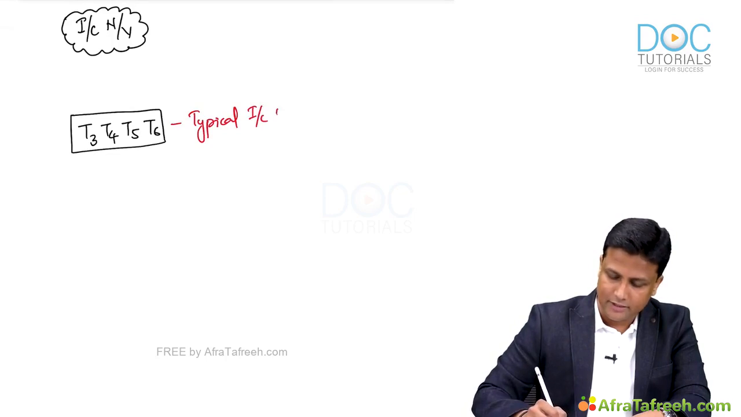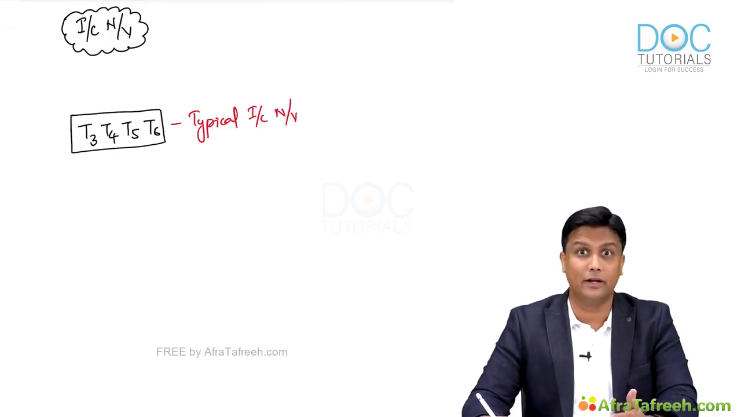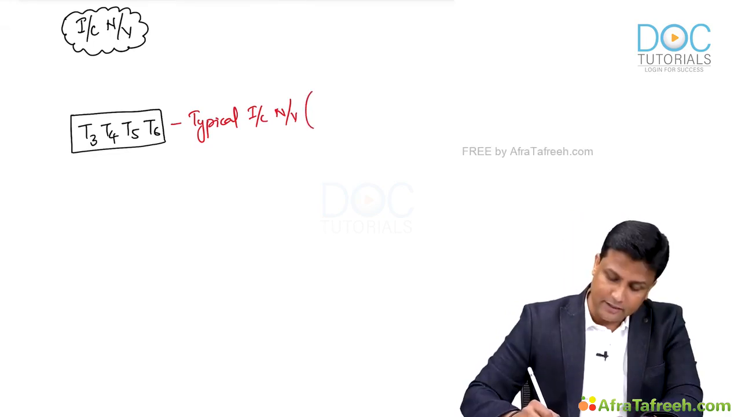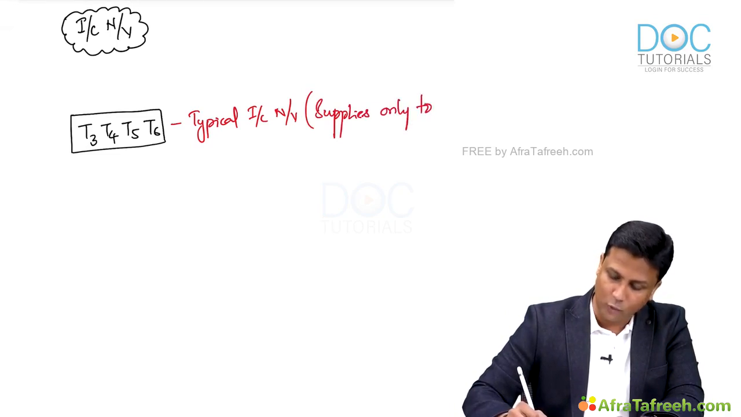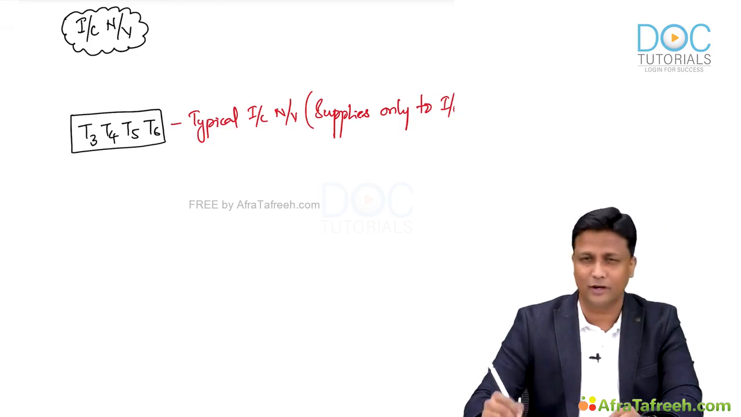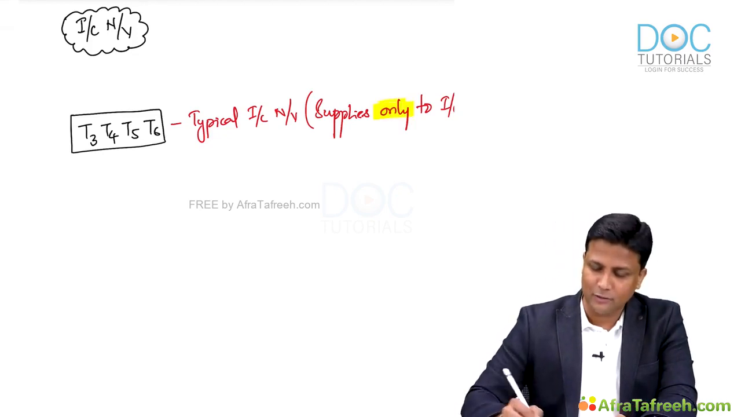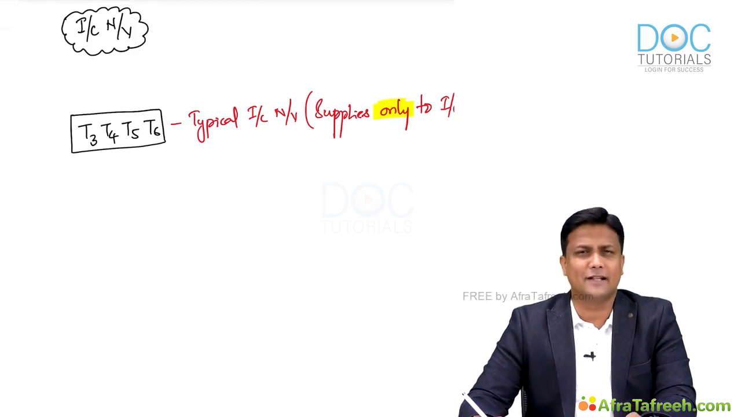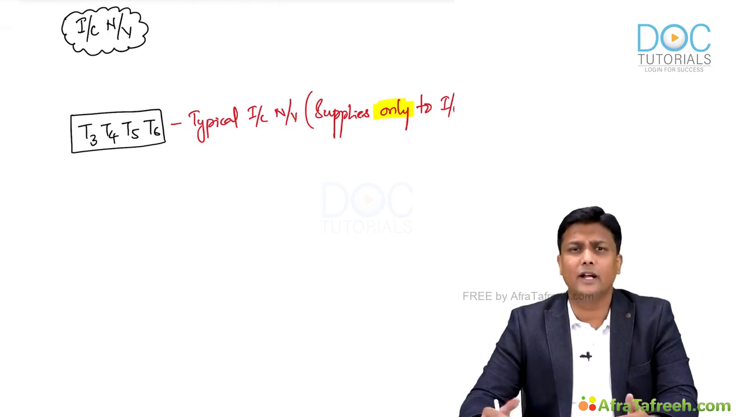Now let me make you understand why these are known as the typical intercostal nerves. What is the meaning of typical intercostal nerve? Typical means it should supply only and only the intercostal space. That's all, nothing else. That's important. Okay, sir, then why are T1, T2 and the remaining nerves not typical?